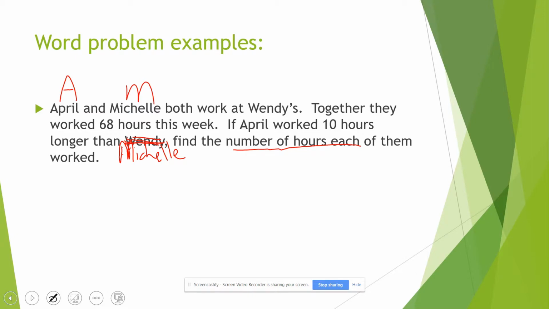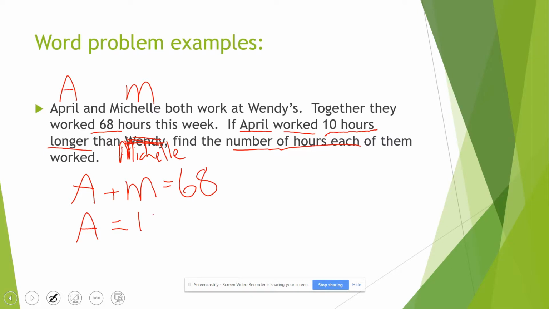So if together they work 68 hours total, then that's going to be an addition problem. April and Michelle work 68 hours. And then it says April worked, I'm going to do April worked 10 hours longer. So 10 hours longer than Michelle. Now we can find how many hours they worked.